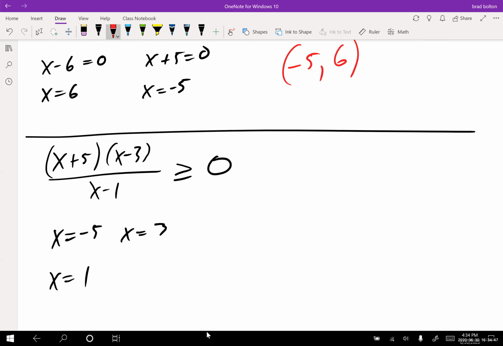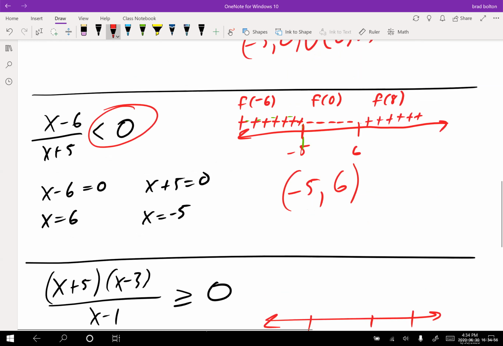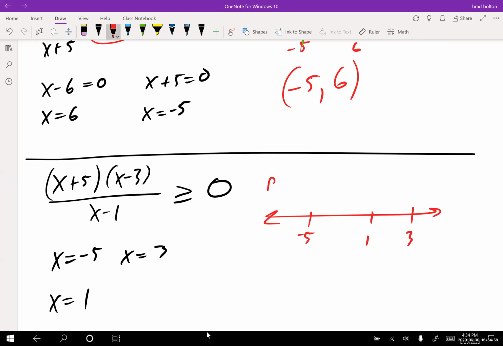So I'm going to come over here, I'm going to draw my number line, and I'm going to use -5, 1, and 3. And I'm just going to pick some numbers to the left or to the right, right? So I'm going to say f of -6, f of 0, f of 2, and f of 5. It's always good when you don't have to use fractions, but you could use them if you need them. So I'm going to plug -6 into here, okay? And that's going to see a negative and a negative and a negative. So that's 3 negatives, so that's going to stay negative.